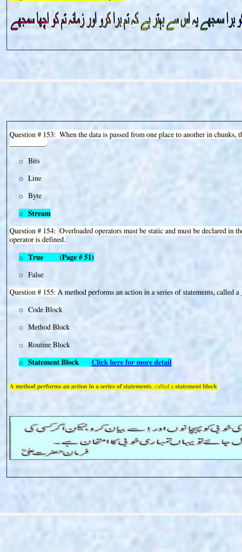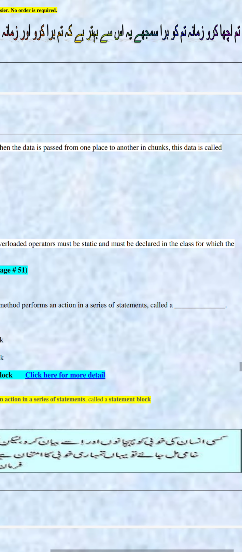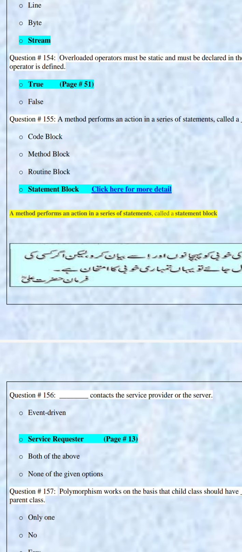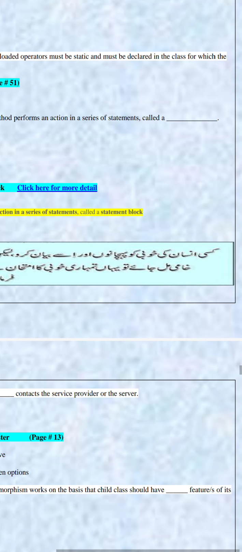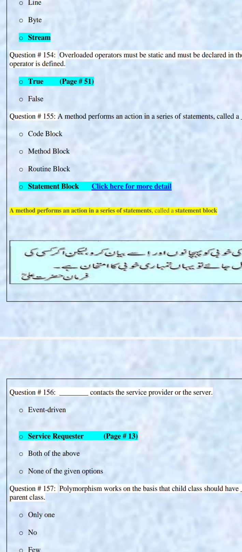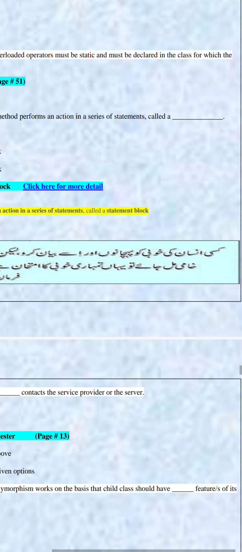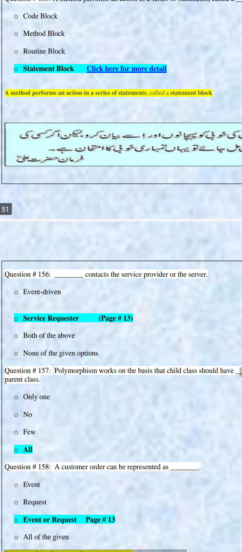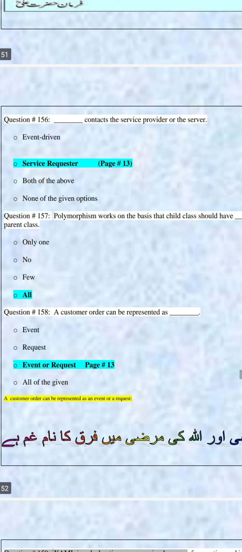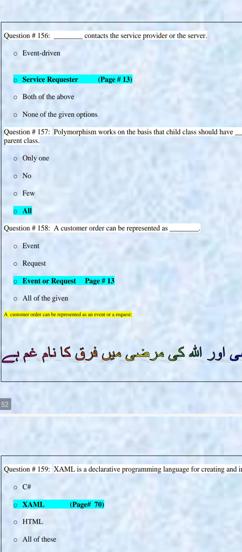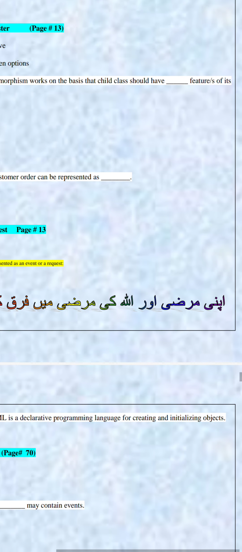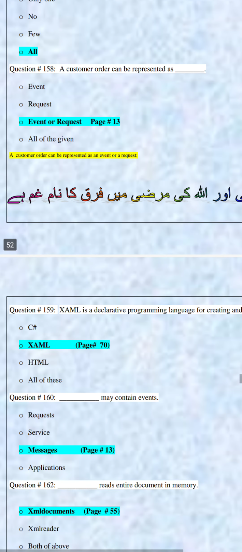When the data is passed from one place to another in chunks, this data is called stream. Overloaded operator must be static and must be declared in the class for which the operator is defined. A method performs an action in a series of statements called a statement block. Service requester contacts the service provider for the service. Polymorphism works on the basis that child class should have the same feature of its parent class.